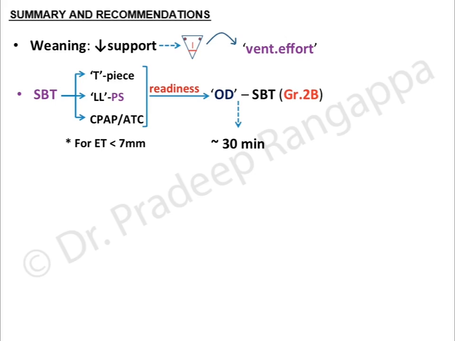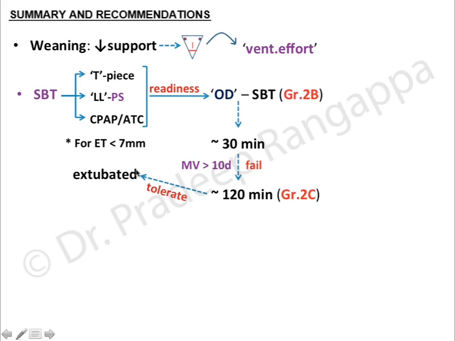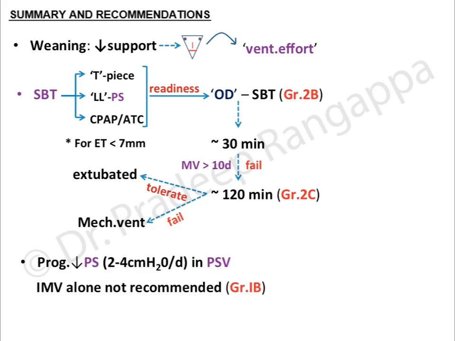But if the patient has been intubated for a longer time, it is suggested that you give a longer SBT trial of 2 hours. As I said, if they are mechanically ventilated for more than 10 days, typically you should give longer SBTs. Or if they fail the initial SBT, the second SBT should be for a longer period, 2 hours, or you can think of pressure support weaning. If they tolerate, you extubate. If they fail, you put them back on the ventilator and then reassess for weaning maybe after 24 hours.